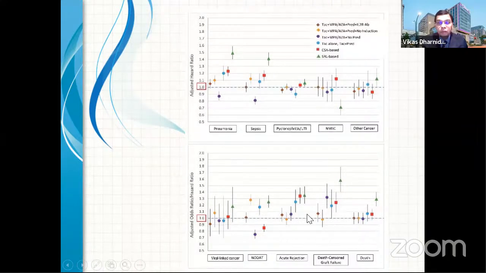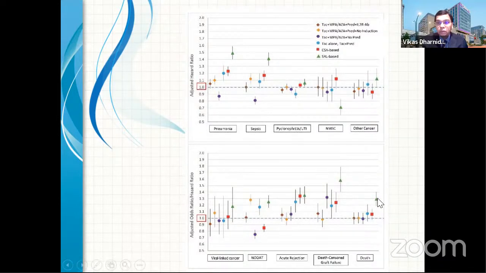And adjusting was done in 2 ways. One was a propensity matching to try to adjust for choices that you might have made right in the beginning, and then a subsequent Cox regression adjustment to adjust for confounders beyond. So still, you can see the data show the same trends.